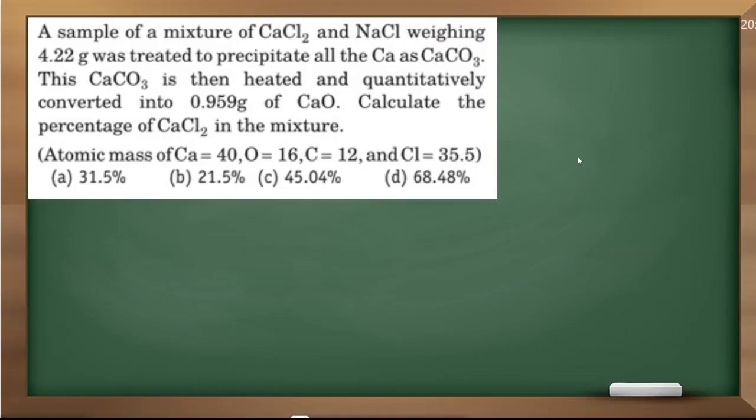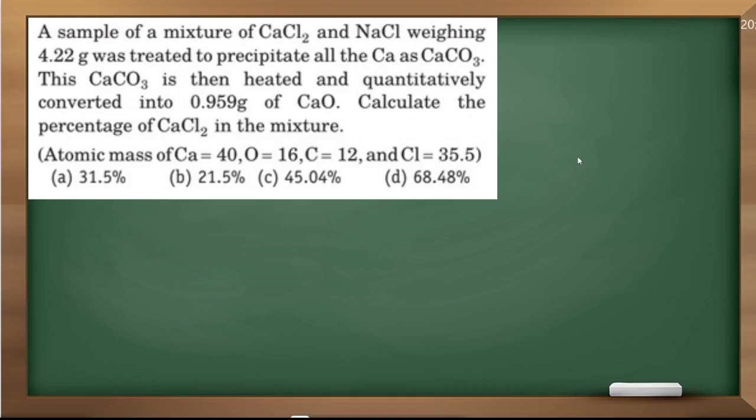A sample of a mixture of calcium chloride and sodium chloride weighing 4.22 gram was treated to precipitate all the calcium as calcium carbonate. This calcium carbonate is then heated and quantitatively converted into 0.95 gram of calcium oxide. So calculate the percentage of calcium chloride in the mixture.